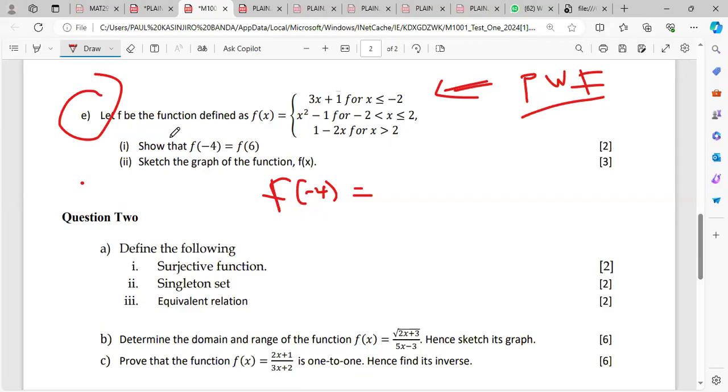Now coming to this question, the first one, they're saying find and show that f of -4 is equal to f of 6. So it means we are going to be replacing these -4 and 6 into one of these equations here. But how do you know which equation to use? You just follow the value that you've been given here.